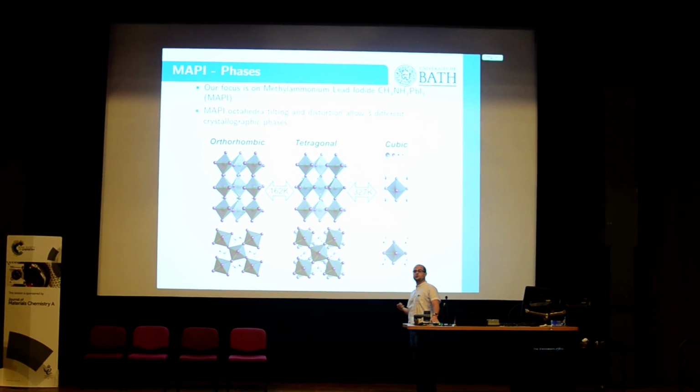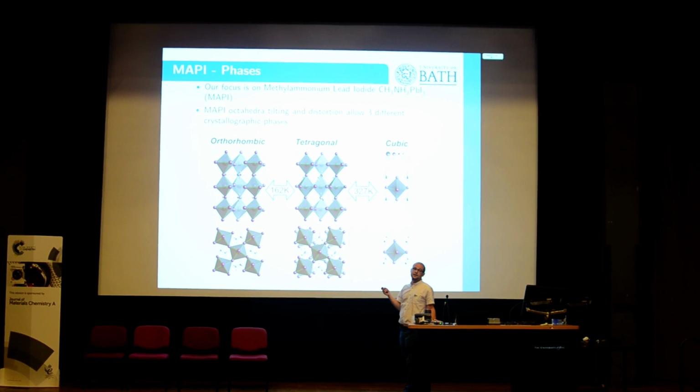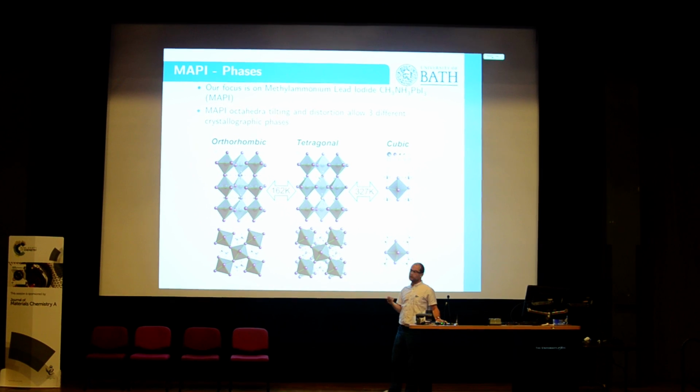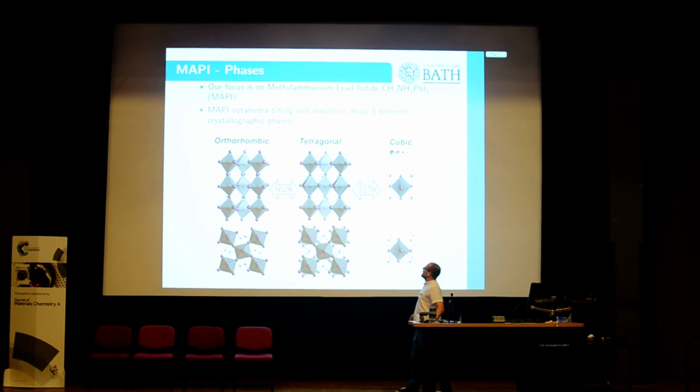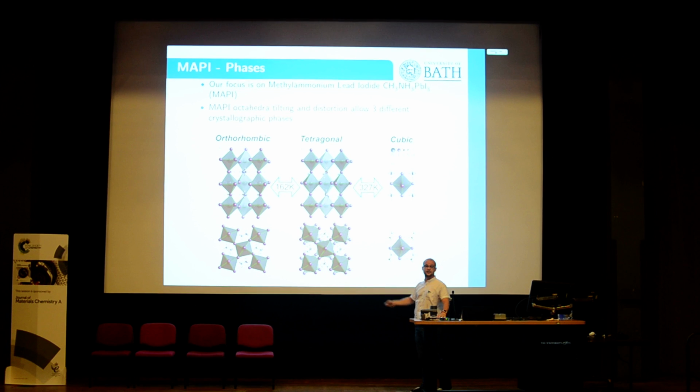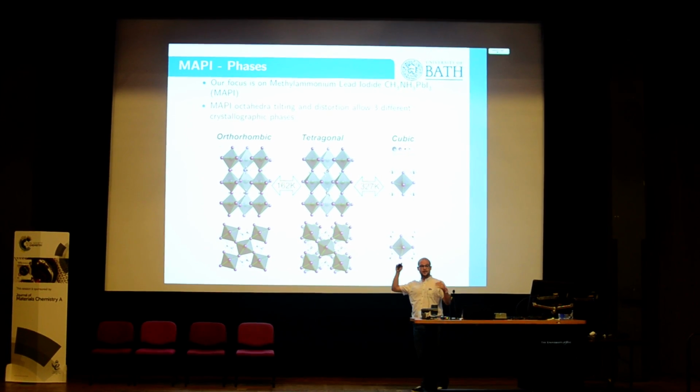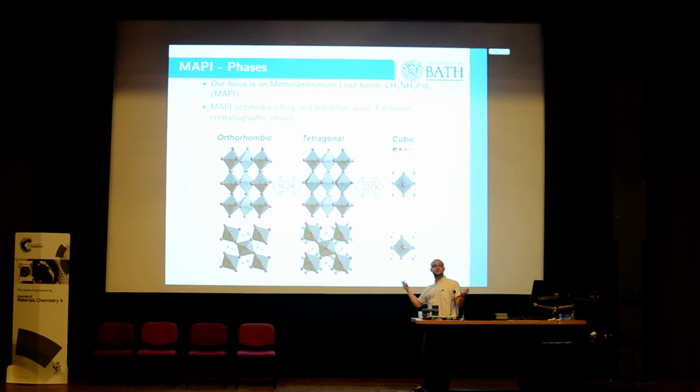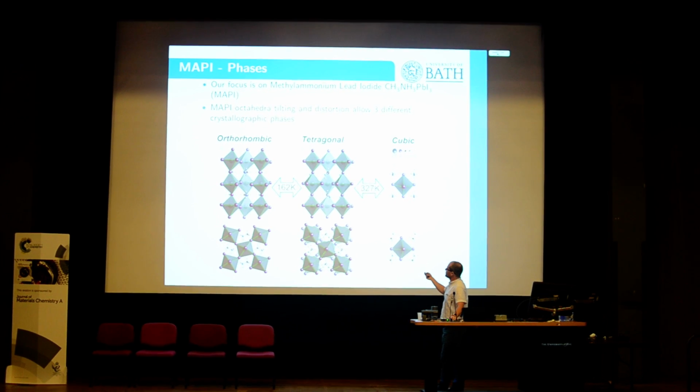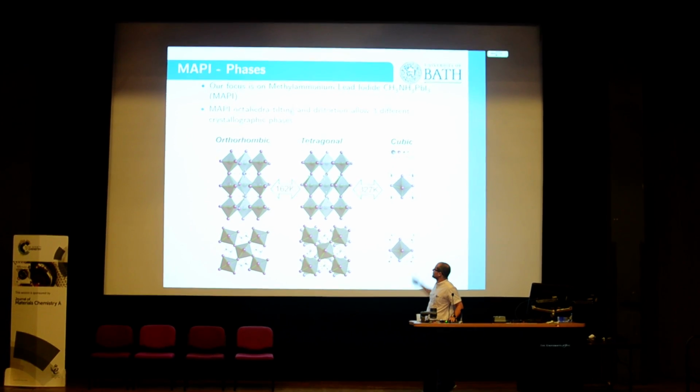In particular, we're going to talk about methylammonium lead iodide, that in the interest of time we will call MAPI. And there are three phases of MAPI. The high temperature phase, which is the cubic one, is quite simple. We have this cubic lattice, and the molecule inside can freely rotate. When we lower the temperature, we undergo a tilting of the octahedra, and we arrive at the tetragonal phase.